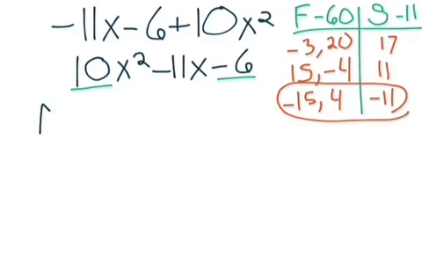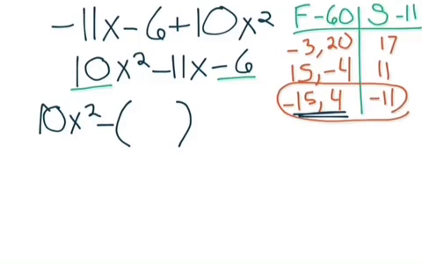And I go back over here, and the first term stays the same. I do my minus sign. And then instead of the 11, I'm going to put in my two factors, which are right here, negative 15 plus 4.